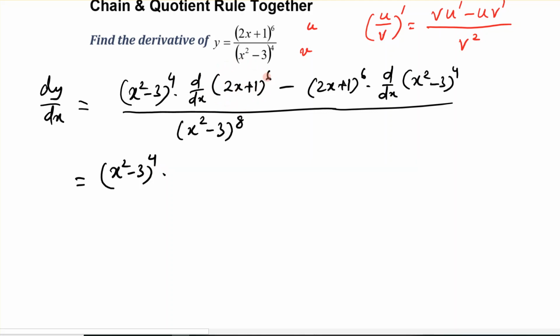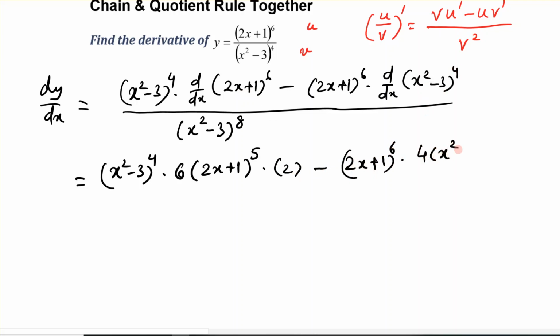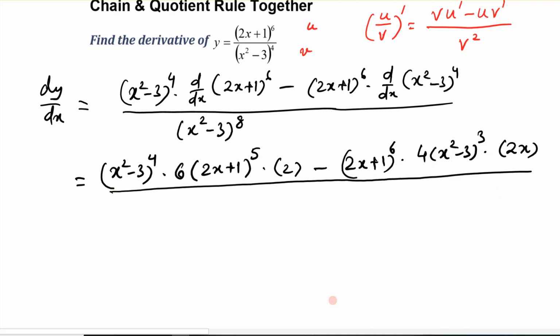So something raised to power 6 means 6 times that something raised to power 5. And then by the chain rule, we need to take the derivative of inside. Similarly, for the second term, something raised to power 4, so 4, decrease the power by 1, and then by chain rule take the derivative of inside, and the whole thing divided by x square minus 3 raised to power 8. Now we are done with the calculus part, and now we're going to do some algebraic manipulation to tidy up the things here.